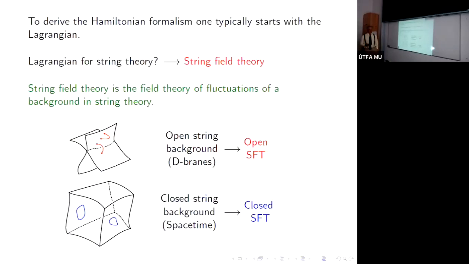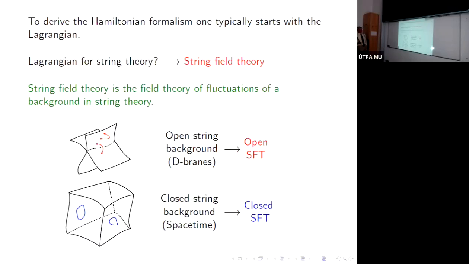To derive the Hamiltonian formalism, one almost always starts with the Lagrangian. So then the question is, what is the Lagrangian of string theory? And the answer is what's called string field theory. String field theory is a field theory of fluctuations of a background in string theory.